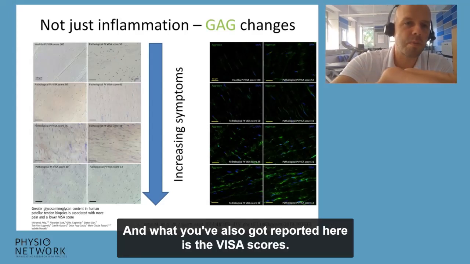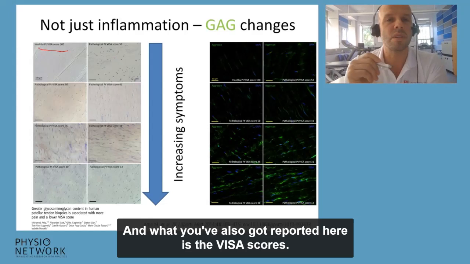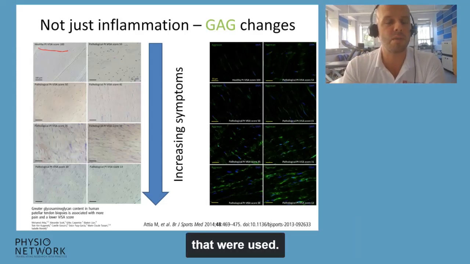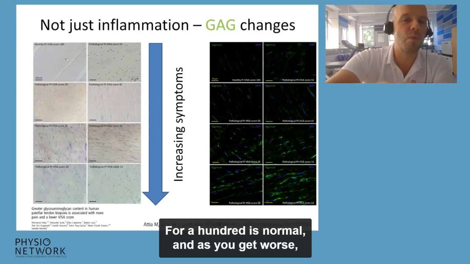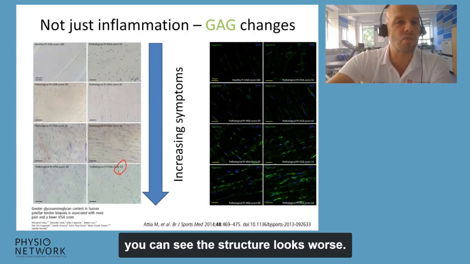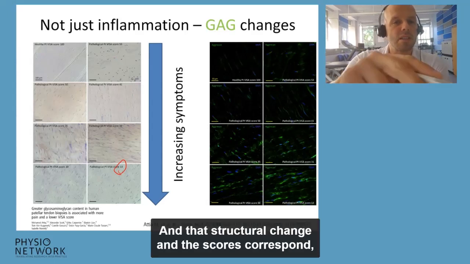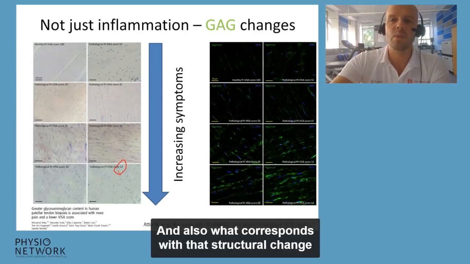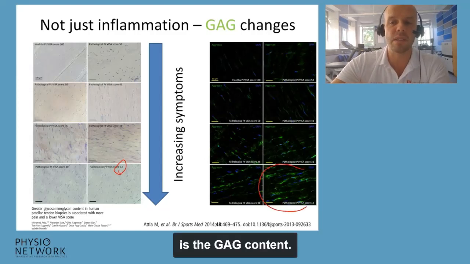And what you've also got reported here is the VISA scores. So this is VISA-P because it was patellar tendon biopsies that were used. A hundred is normal, and as you get worse, a score of 13 being very bad, you can see the structure looks worse. And that structural change and the scores correspond, as you can clearly see. And also what corresponds with that structural change is the GAG content.